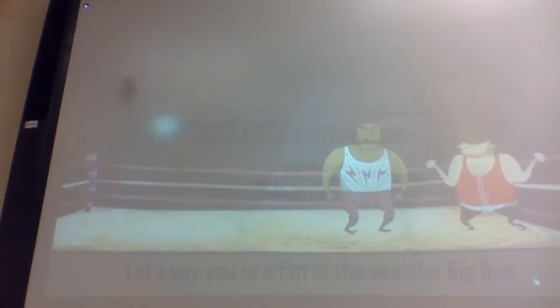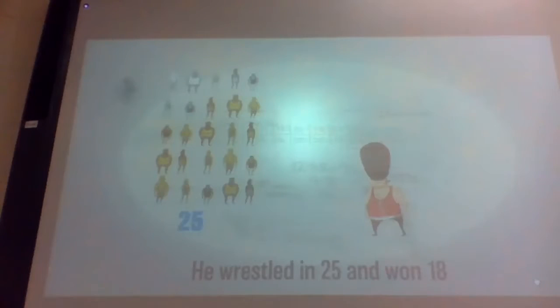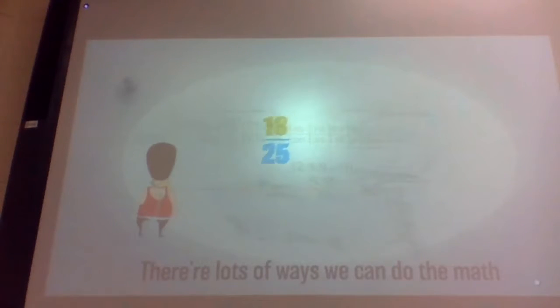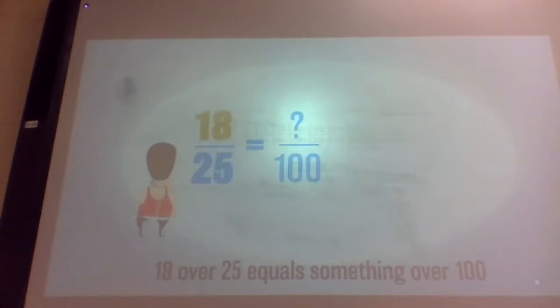Let's say you were a fan of the wrestler Big Pun and want to know what percent of matches he won. He wrestled in 25 and won 18. And what percent of them did he win? Let's see. There's a lot of ways we can do the math. We can set up an equivalent fraction: 18 over 25 equals something over 100.